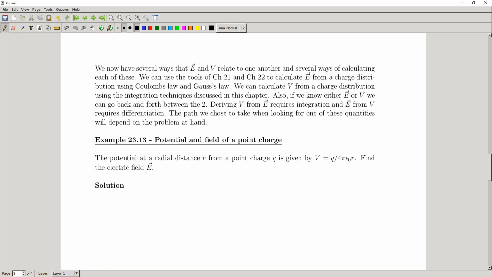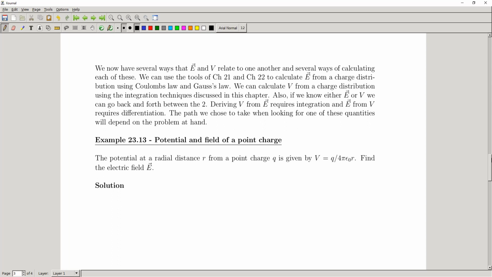If we want to get V from E, we have to integrate. If we want to get E from V, as we just talked about, we have to do some differentiation. We have to take some partial derivatives, using our gradient function and so forth. So depending on what the problem gives us, we can choose a plan of attack. If it's easier for us to get V or easier to get E, we can choose whichever one we want and then translate between the two. So there are many different ways we can come at some of these problems.